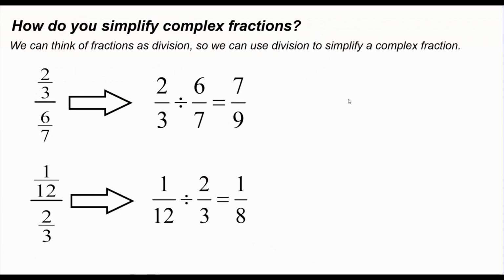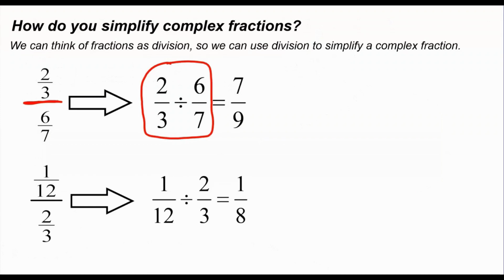So how do you simplify a complex fraction? We don't know the value of 2/3 over 6/7, or it's really hard to imagine that. So we can think of fractions as division. So we can use division to simplify a complex fraction. And that's exactly what we're going to do. We're going to treat this fraction bar as division. We're going to think of this as 2/3 divided by 6/7, and that's exactly what we would perform to simplify that.